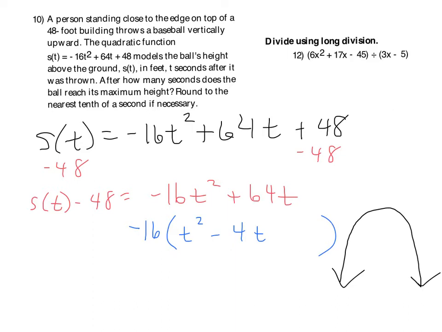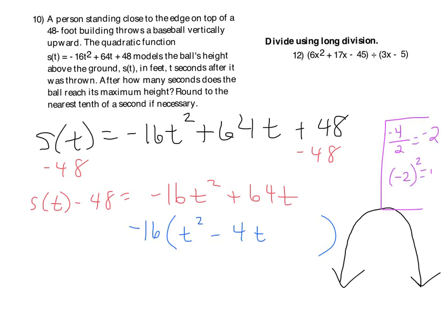So move the constant first. Divide out anything in front. If it's a negative, do the negative. If it's a number, do the number. 64 divided by negative 16 gave me negative 4. Now you do your two steps off to the side. Half of negative 4 is negative 2.